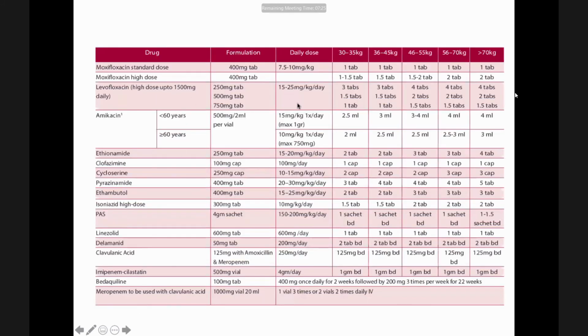So these are the drug doses. Moxifloxacin, levofloxacin, amikacin is injectable, and ethionamide, clofazimine, cycloserine, pyrazinamide, ethambutol, PAS, linezolid. Linezolid you can use orally, clavulanic acid and amoxicillin you can give orally. Imipenem-cilastatin is injectable, while meropenem is also injectable. Okay, so these are the drug doses that you can use in the treatment.